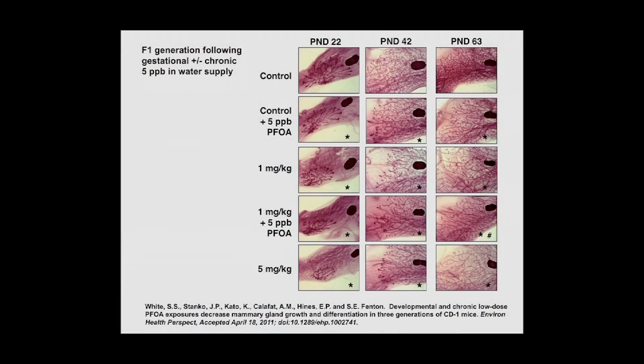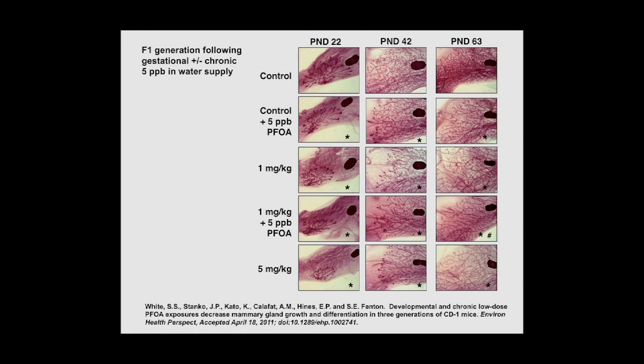So here is the work of Sally White, and this is a little bit complicated, so I'm going to walk you through it a little bit. If you look at the top row, it's the control animals. That's what the mammary gland should look like at weaning, just after puberty, and in early adulthood. So those are the three time points I'm showing you.